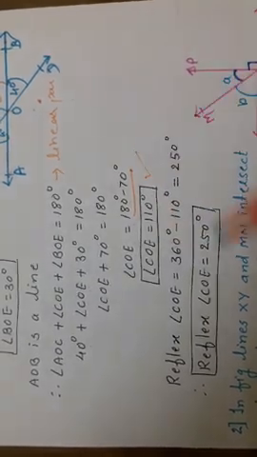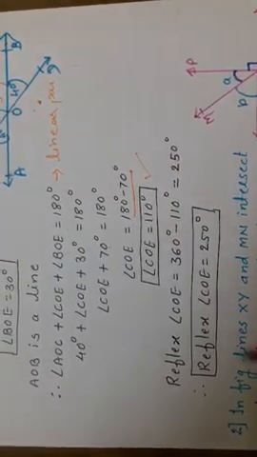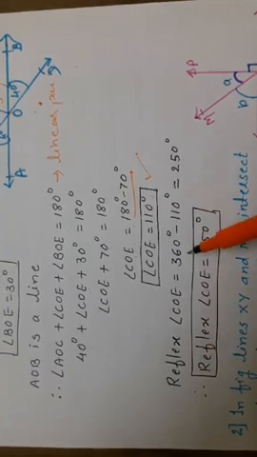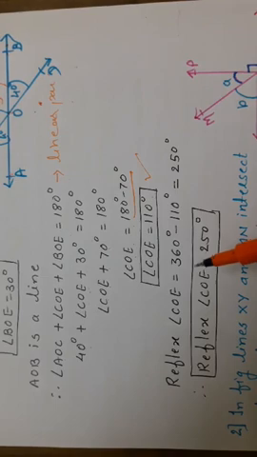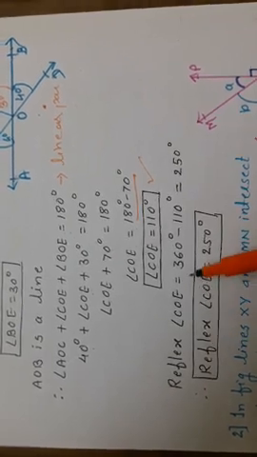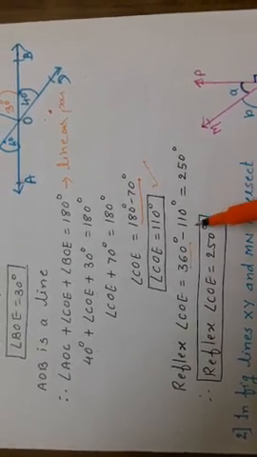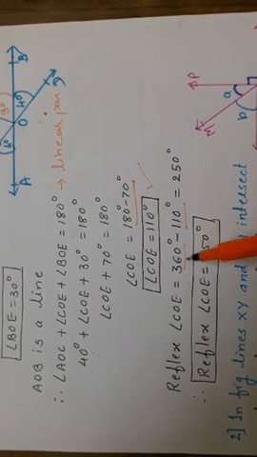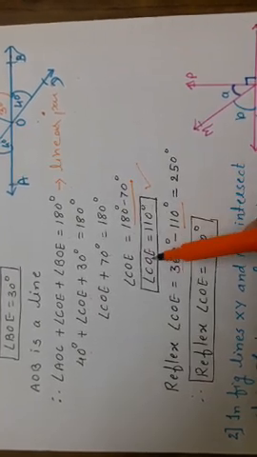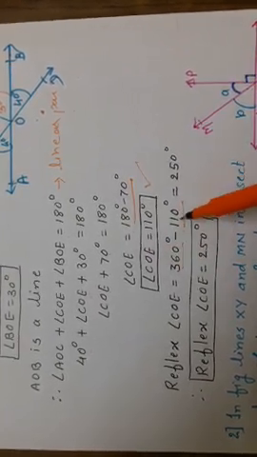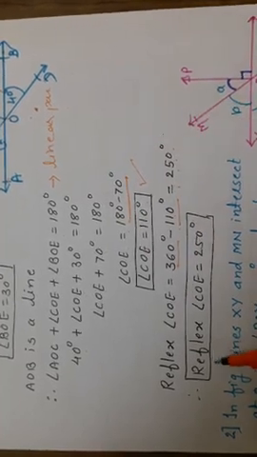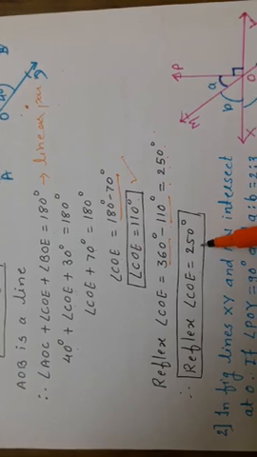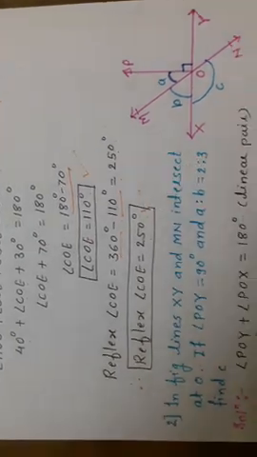They have asked for reflex COE. When we have to find reflex COE, in the definition, in the first part we had seen that the reflex of any angle is equal to 360 degrees minus that angle. Means 360 degrees minus angle COE, which is 110 degrees, which is nothing but 250 degrees. Therefore reflex angle COE is equal to 250 degrees.